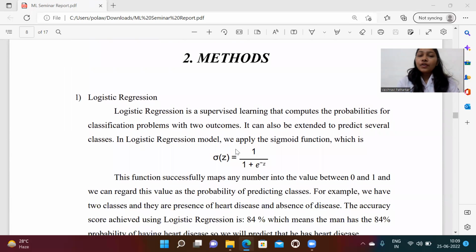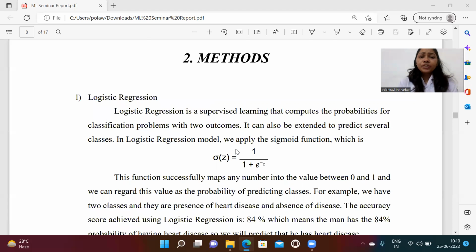So in this project, we used lots of algorithms or methods. The first one is logistic regression. Logistic regression is a supervised learning algorithm which is used for classification.